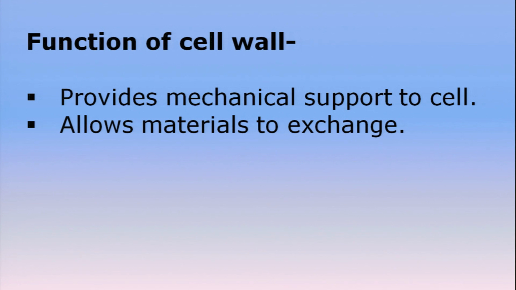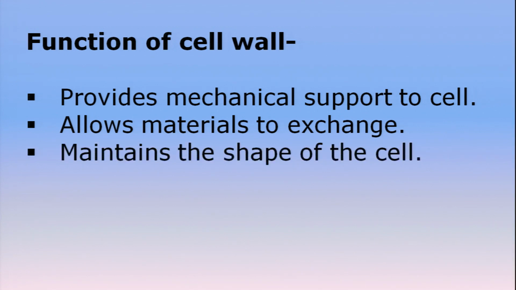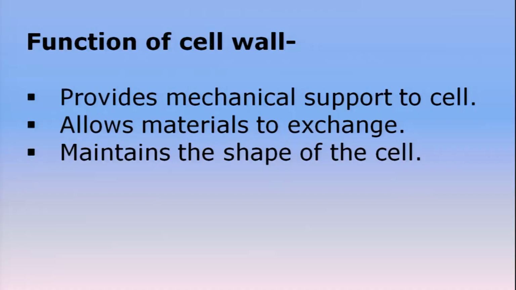And cell wall allows materials to exchange. As I said, cell wall is freely permeable and it allows many materials to be exchanged between the cell and its surrounding. And cell wall maintains the shape of the cell. It's fixed in shape, it's rigid and it helps in maintaining the shape of the cell. It keeps the shape of the cell fixed.